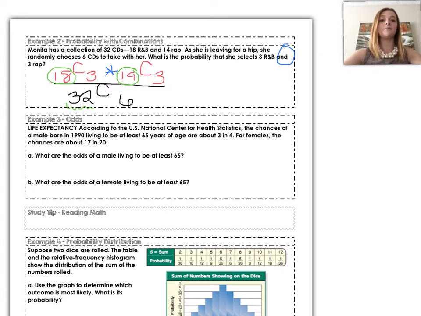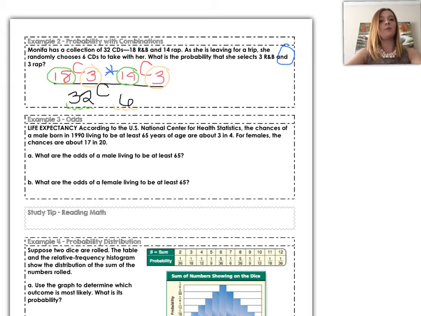Another observation: the r, the number of things I'm choosing. I have 3 and 3, which add up to 6 in the denominator. So like I said before, the specific over the total, the specific number of occurrences, their n's and r's should add up to the denominator, the total number of occurrences, okay?